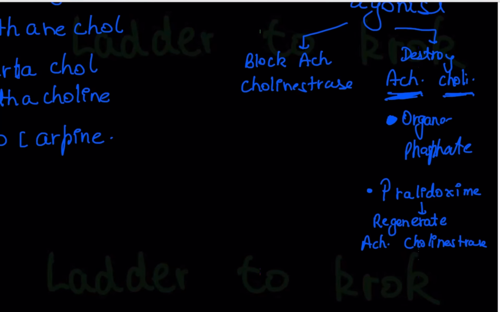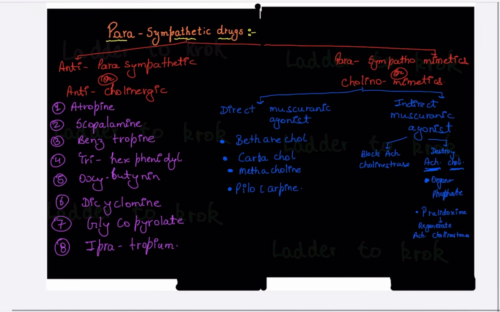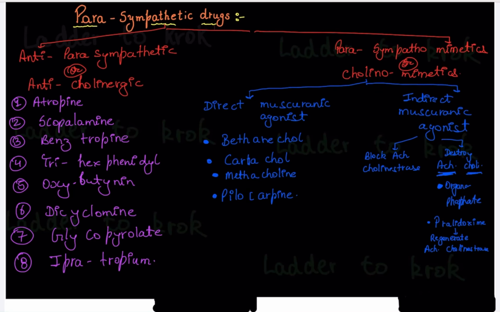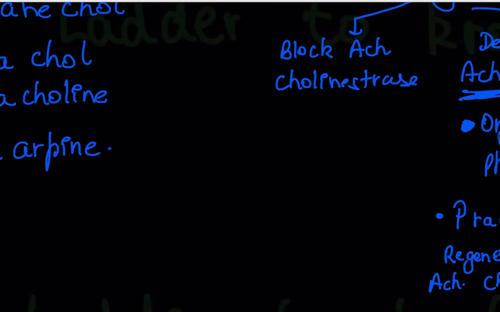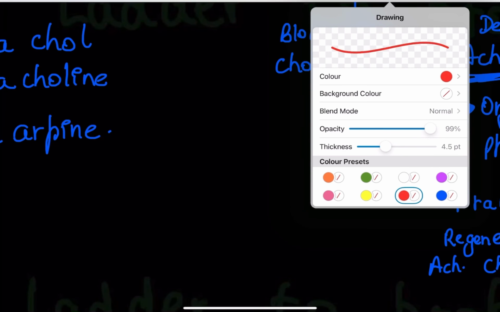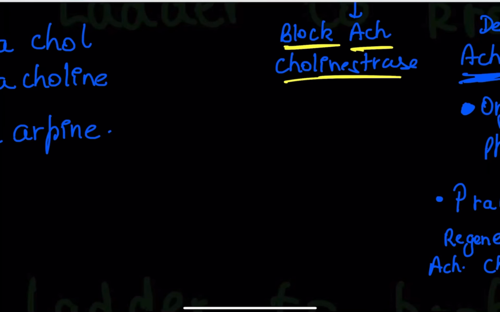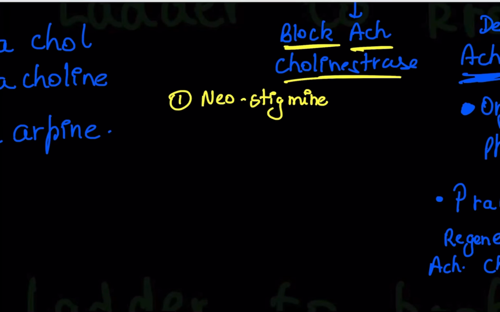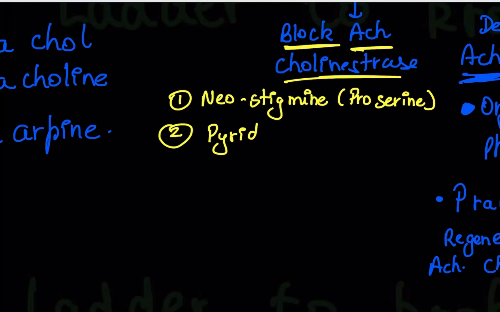Now, the main thing here is those drugs that block acetylcholinesterase. Let's discuss those drugs. Number one is neostigmine, also known as proserine. Number two is pyridostigmine.